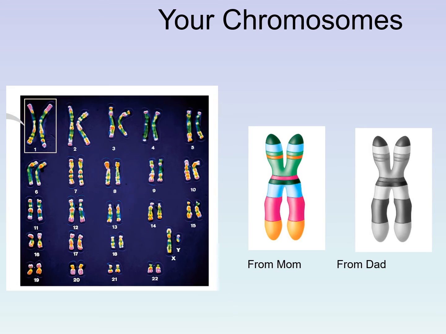Sometimes it's helpful to look at a karyotype, which is the picture on the left here. This is just a picture of all 46 chromosomes laid out by size. Remember, chromosomes come in pairs. You get one from mom and you got one from dad. So this picture clears up some of the visual aspects of your chromosomes and how they interact in inheritance.